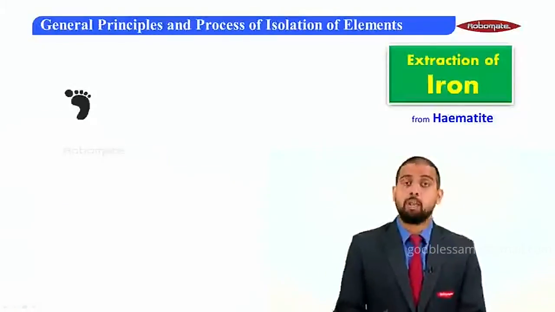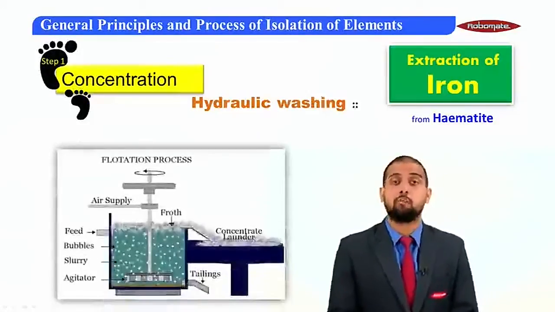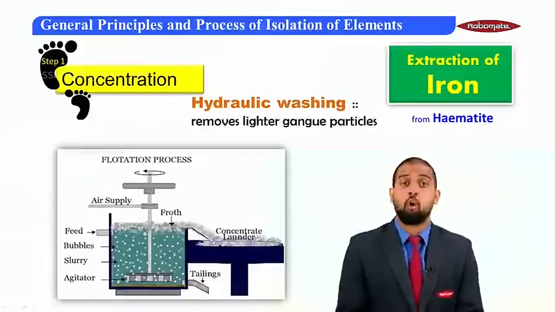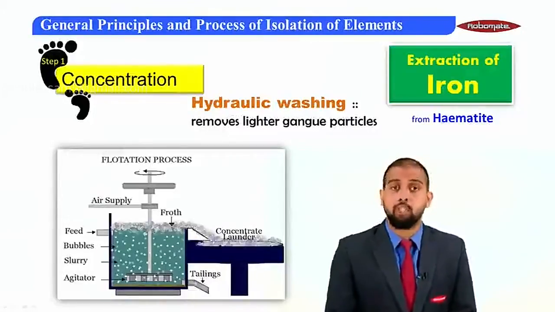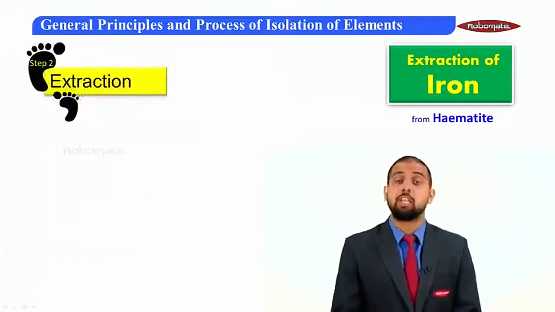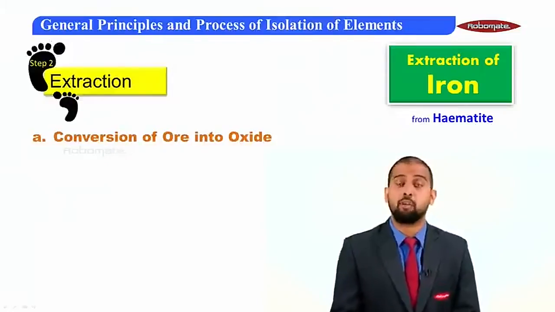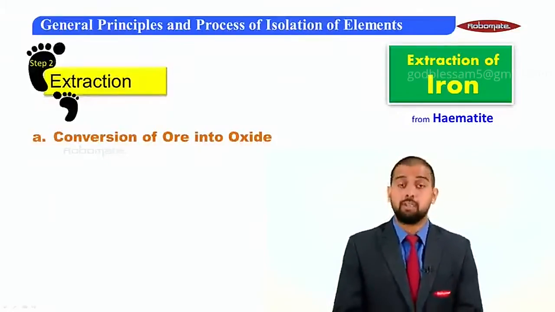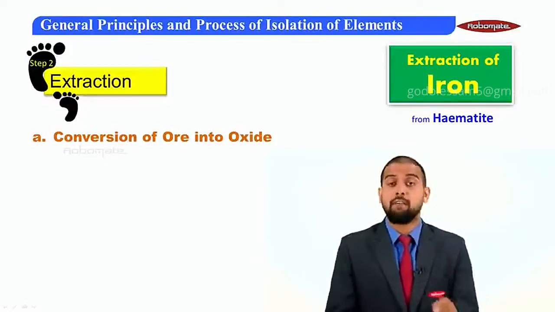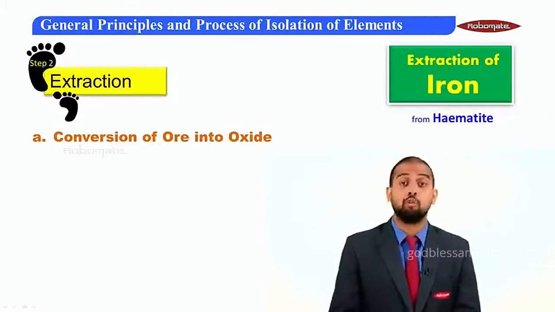Talking about the second one, we will talk about the concentration technique. In the concentration technique, first of all, we will do hydraulic washing, where all the lighter gangue particles will be washed with water. And the second thing that we need to talk about is the extraction. As we know, extraction involves two steps. The first step is converting a metal compound into a metal oxide. Now you might wonder, iron oxide, that is Fe2O3, that is hematite, is already in the form of an oxide. So why do we need to do the first step?